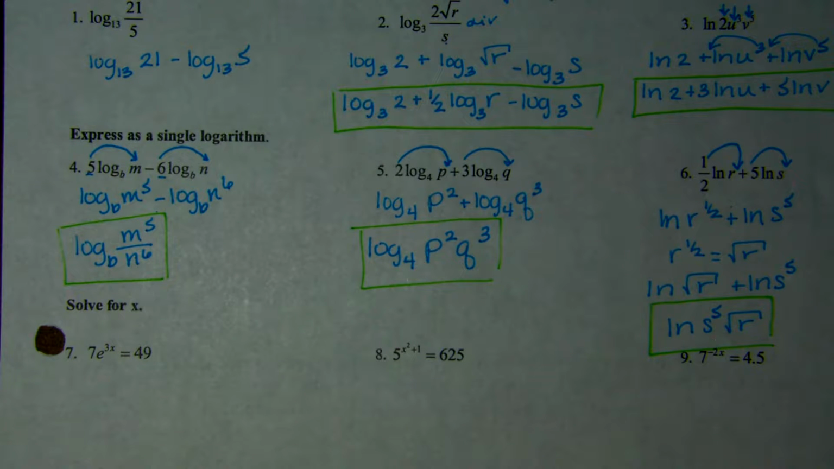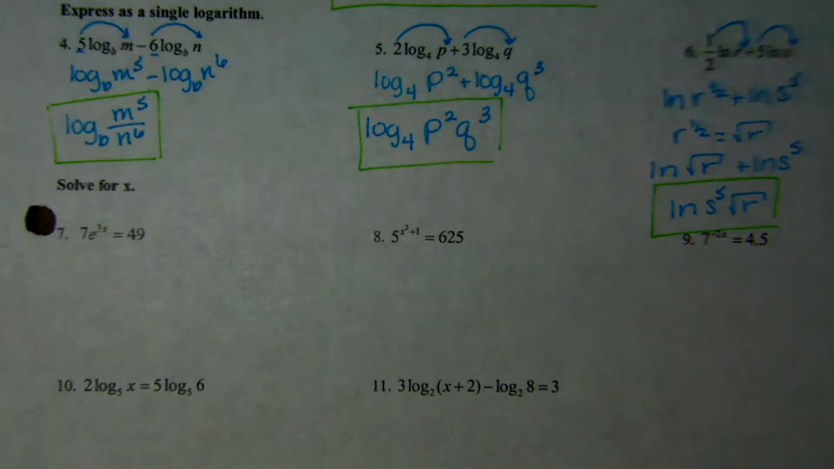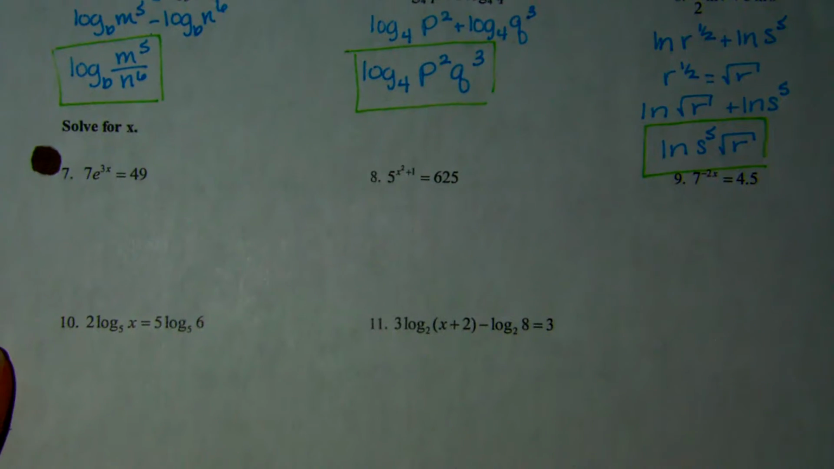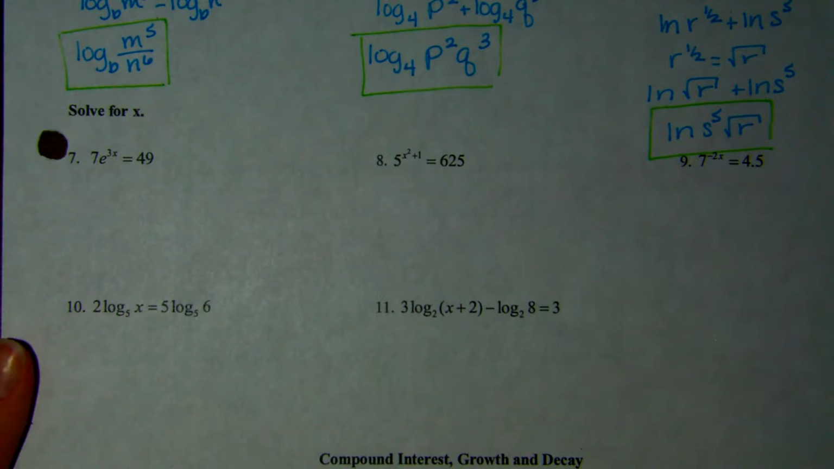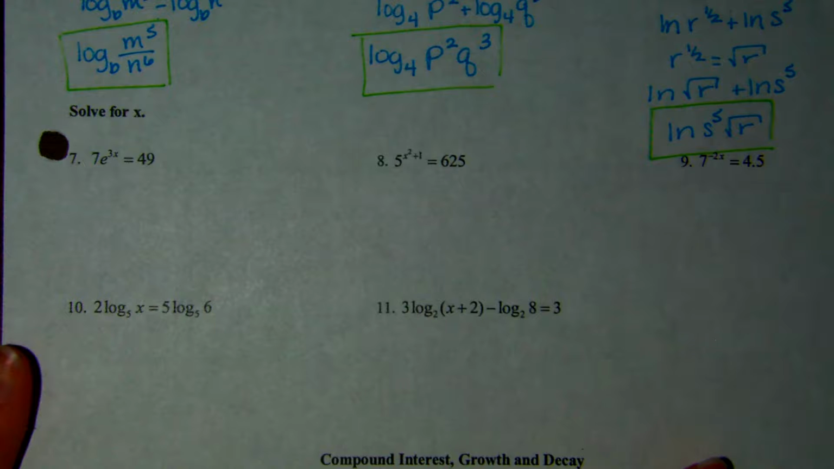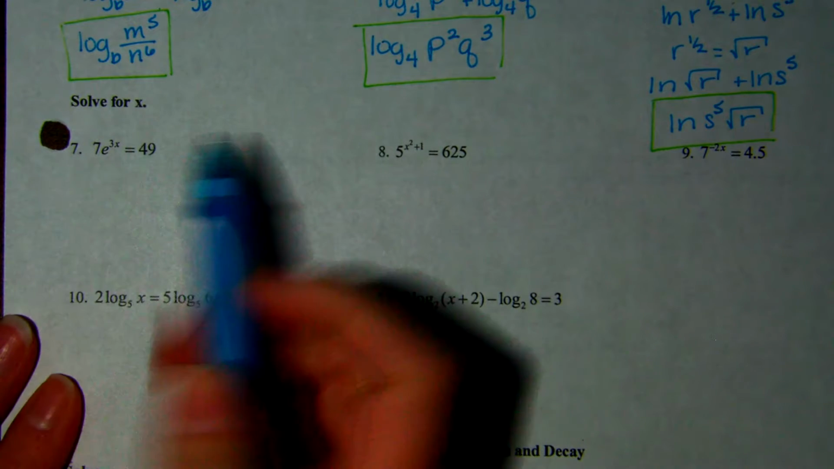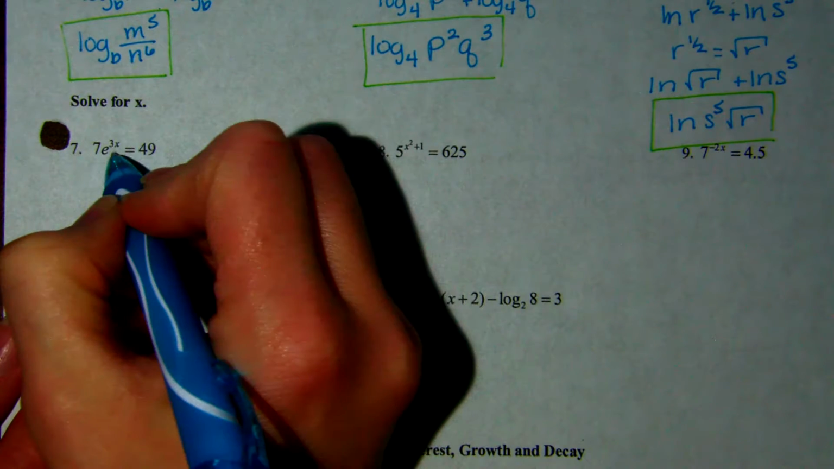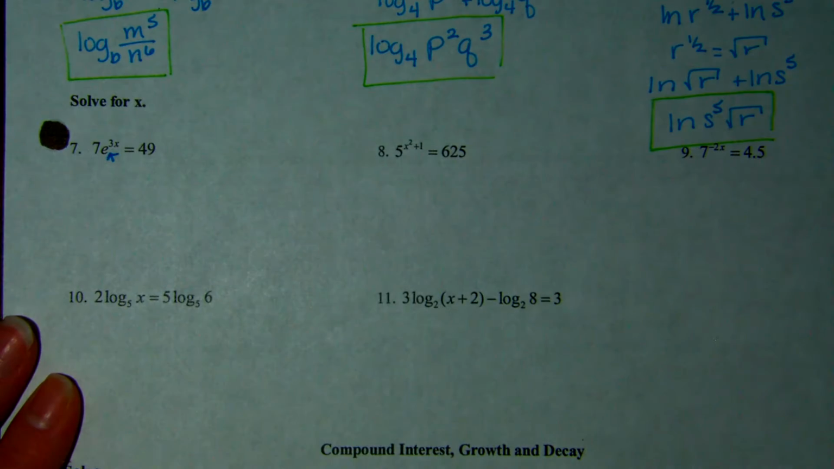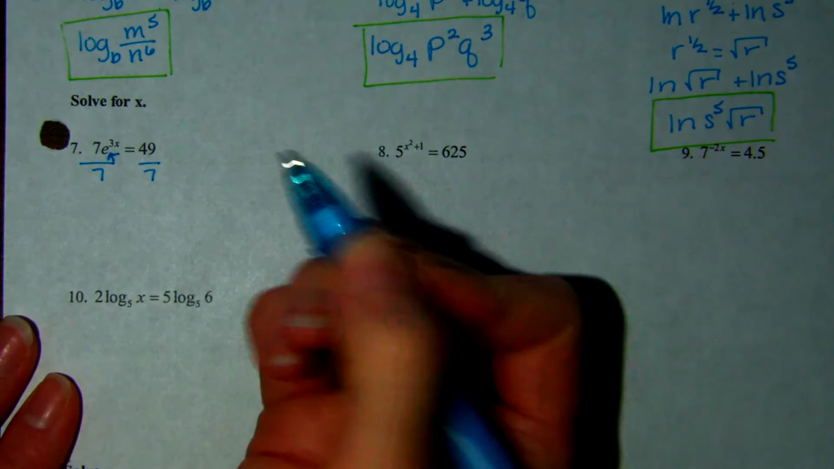All right, guys, 7 through 11 have you solving for x, and so we're going to solve exponential equations using logs and solve log equations using exponents. The first 3 equations are exponential equations. You get the thing with the exponent alone. So in this case, the thing with the exponent is e. I need to get it alone, and I do that by dividing both sides by 7.